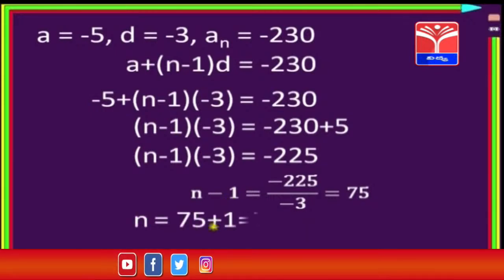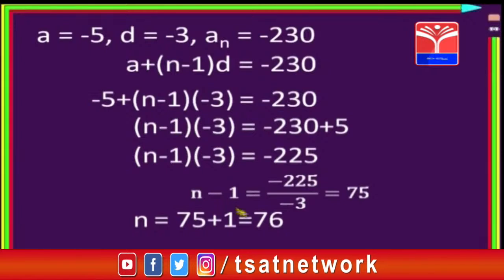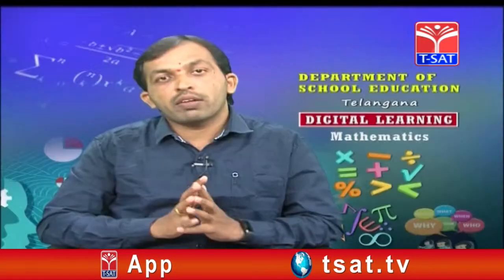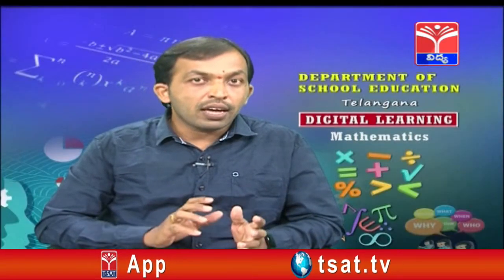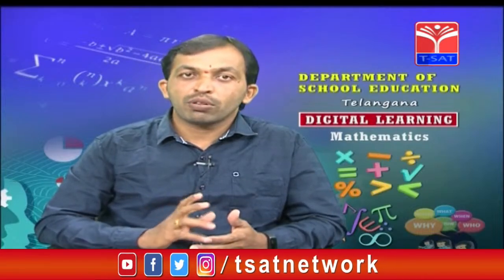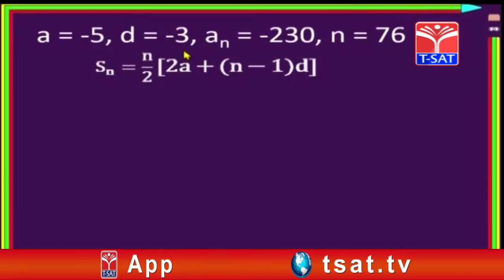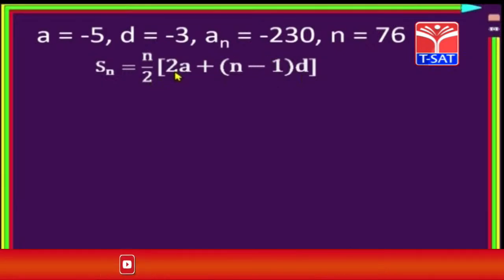Now what is n? n is equal to 75 + 1. The −1 brought to the right-hand side gives 75 + 1, which is equal to 76. So we got n = 76. That means in the given AP, the total number of terms is 76. Now we can find the sum of those 76 terms easily by using the formula we have just derived. That is Sn = n/2 × (2a + (n − 1)d). By using this formula we can find S76.